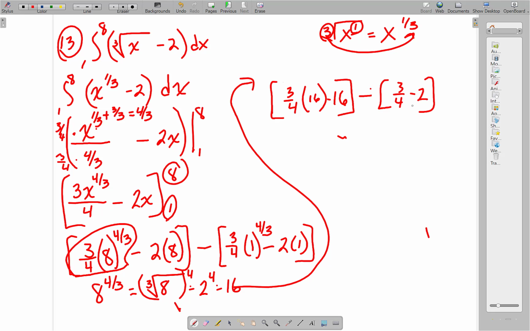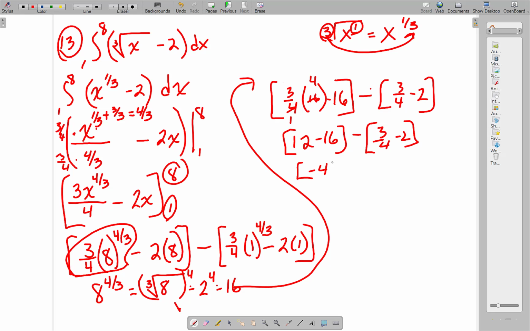Now we're just dealing with fractions. So let's clear up some of this stuff and do our fractions. 3/4 times 16. The 4 and the 16 will cancel. This would become a 1. This would become a 4. So we would be left with 3 times 4, which is 12, minus 16 in the first parentheses, minus, and then we have 3/4 minus 2. And you can wait to do that, or you can go ahead and do that. It doesn't really matter how you do these problems. There's so many different ways.